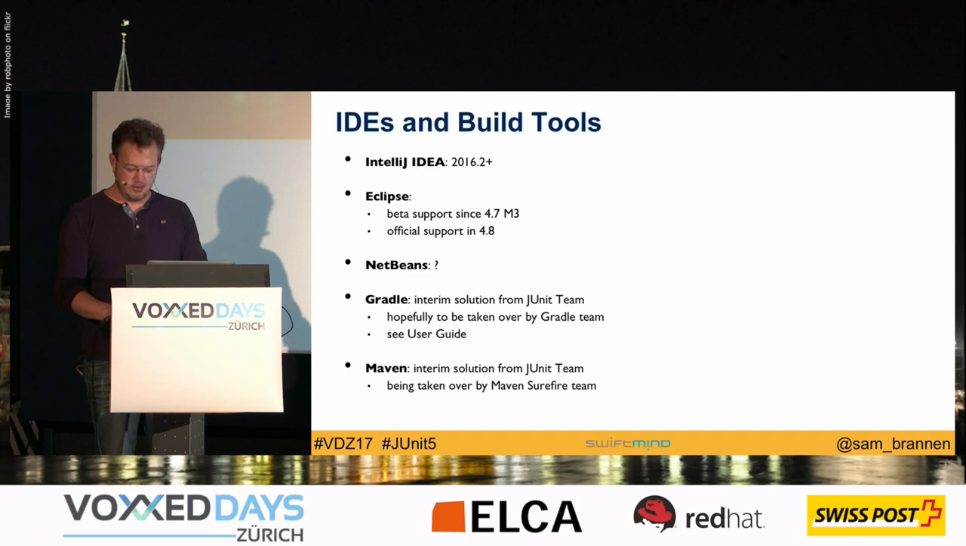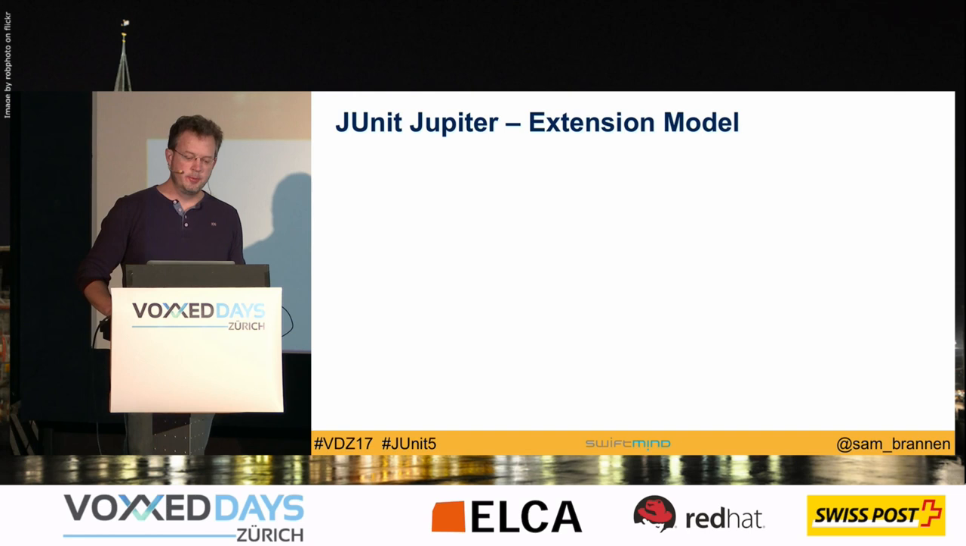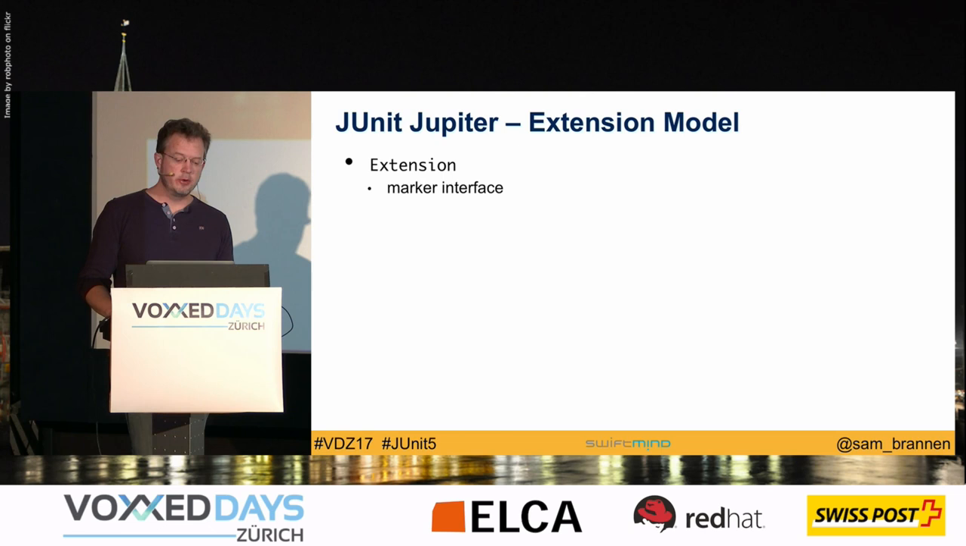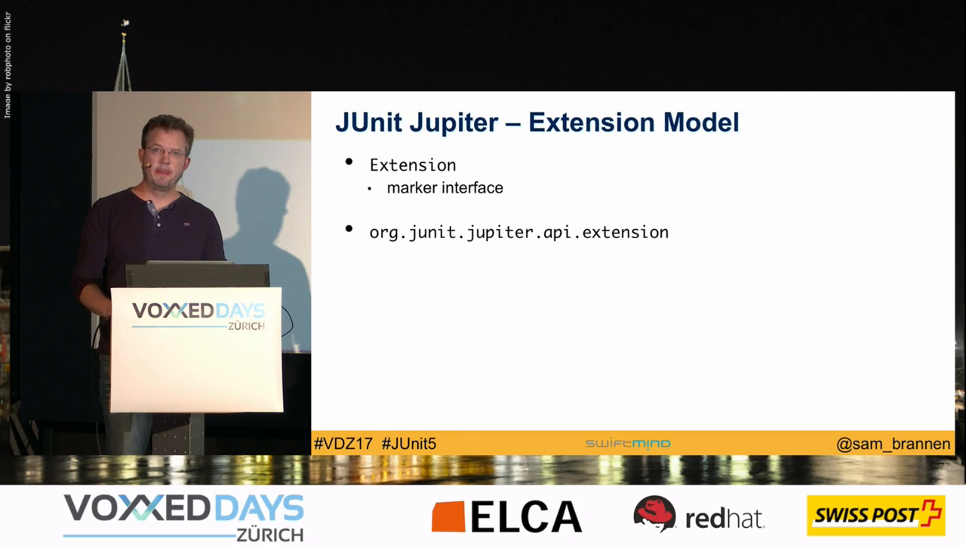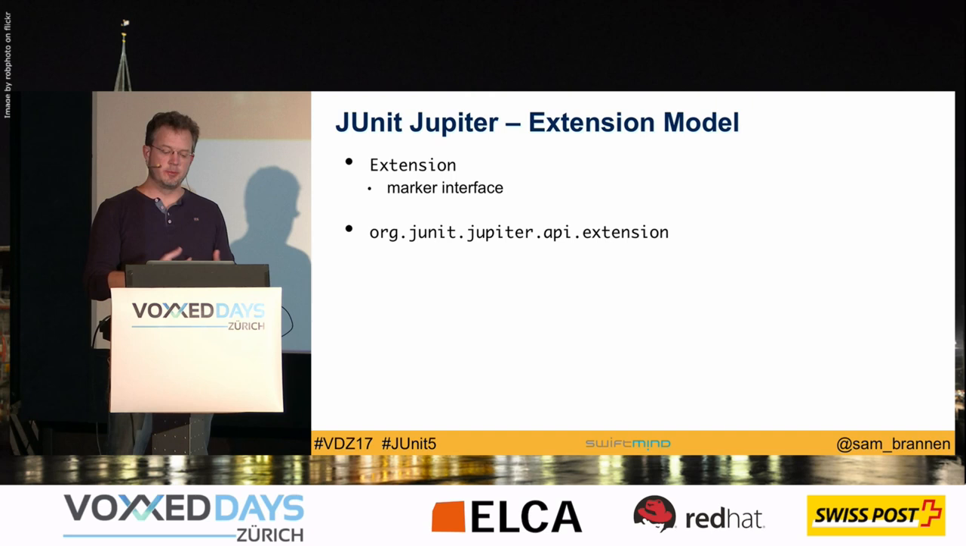So moving on to Jupiter, the extension model. We have an extension interface. It's just a marker interface. And all the extension APIs are defined in this one package. So when you start importing, we started with org.junit, just like JUnit 4. But everything in Jupiter is in a Jupiter subpackage. And again, it's more modular and hopefully easier to find stuff. Just be wary of what you're importing in your IDEs.